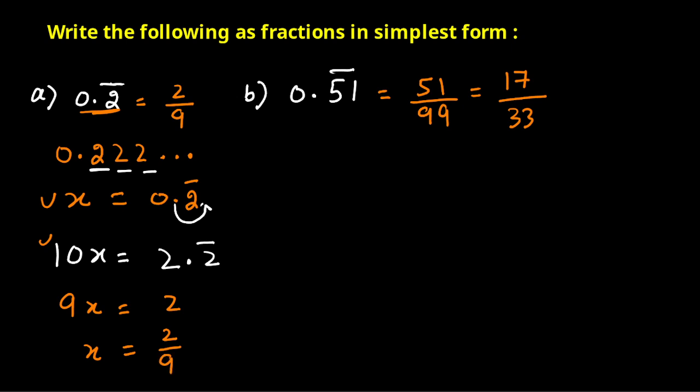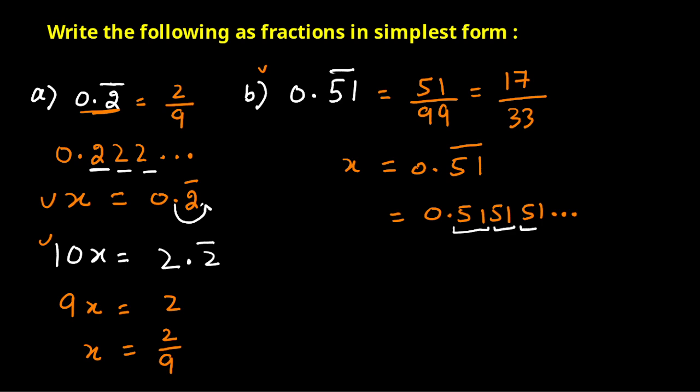Similarly, you can solve this B part. Put it equal to x. x is equal to 0.51 with a bar over 5 and 1. This time 51 is repeating, so it is actually 0.51 51 51 and so on. This time the set of 2 digits is repeating. For simplicity, sometimes we write it as 0.51 with a bar over 51.